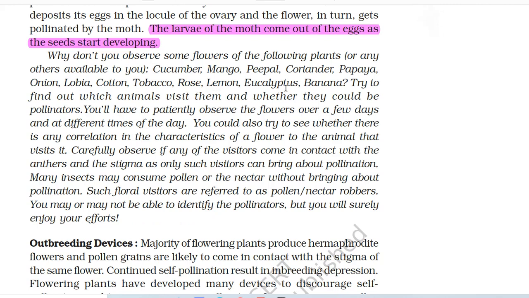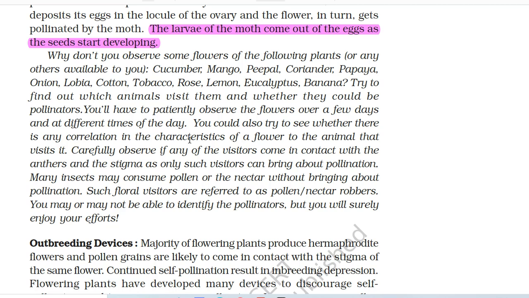Cucumber, mango, peepal, coriander, papaya, onion, lobia, cotton, tobacco, rose, lemon, eucalyptus, banana. Try to find out which animals visit them and whether they could be pollinators. You will have to patiently observe the flowers over a few days and at different times of the day.